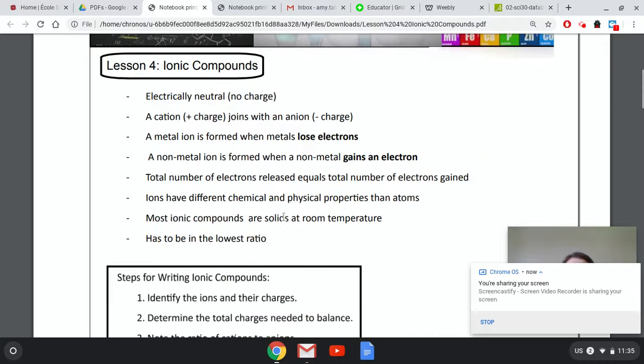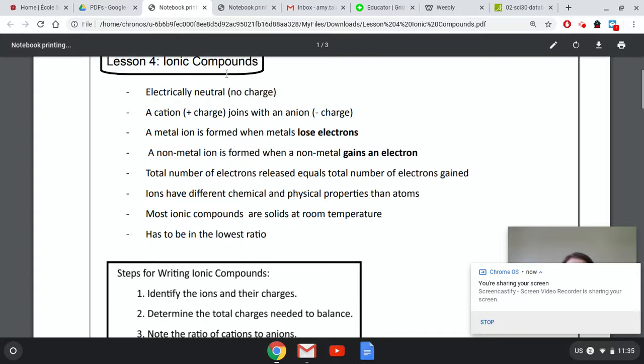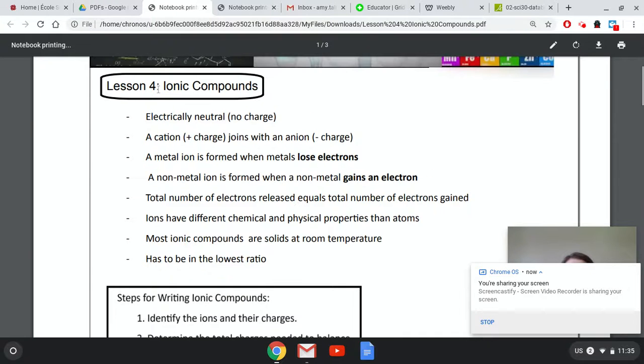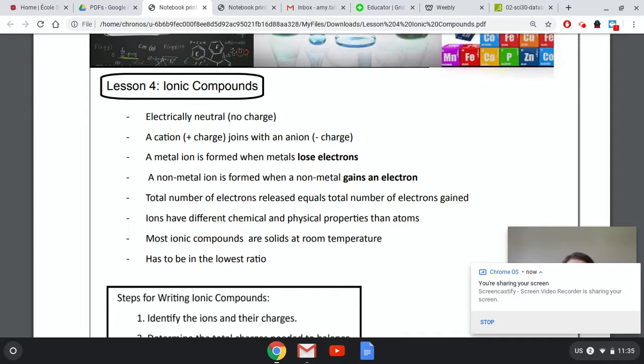And remember, we looked at the words ionic and compound. Ionic meaning it's made up of ions, which are charged particles, and compounds meaning more than one. So two charged particles put together. For this lesson, we're going to have a cation, which has a positive charge. Remember, we memorize that by saying cats have paws, so positive, and an anion, which has a negative charge.